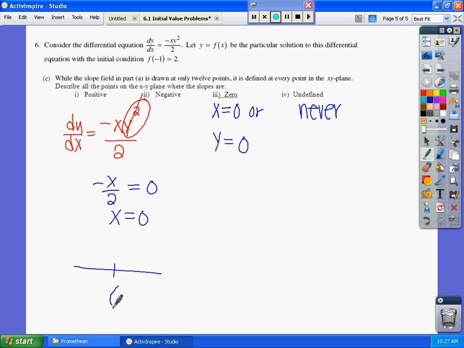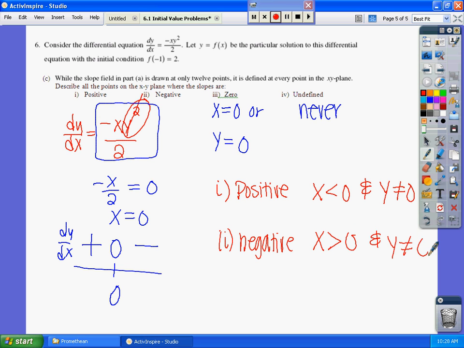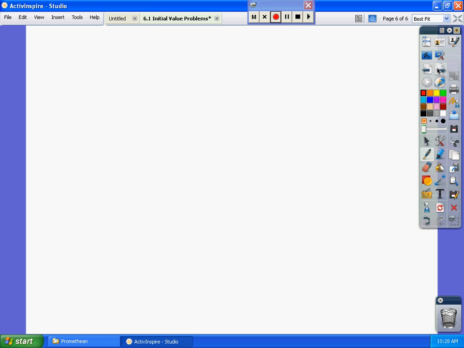I'm going to do a nice little sign chart. When x is equal to 0, dy dx is 0. We already knew that. But when I substitute in a positive number for x, the entire differential becomes negative because I have negative x over 2. So negative times positive 1 over 2 would make the slope negative on this side. On the left side of 0, if I substitute in negative 2, I would turn the numerator to be positive, therefore the term would become positive. Now, that gives you part of the answer. You'll notice there was a little bit more. So the positive dy dx's happen when x is less than 0, but remember, y cannot equal 0, because if y equals 0, the slope becomes 0. For the second part, you get negative slopes when x is greater than 0, and you have to say when y is not equal to 0. I believe that should be everything that I wanted to do for slope fields in section 6.1.